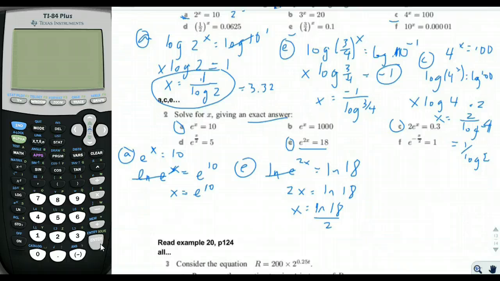Okay, and C. 2e to the x is equal to 0.3. Take the natural log of both sides.